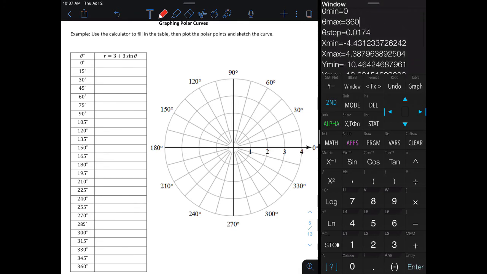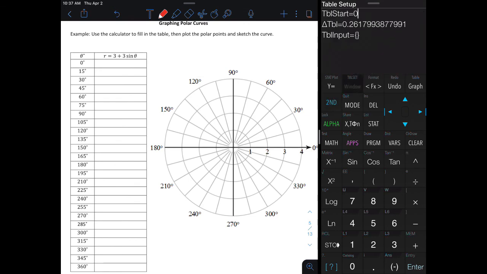Now I'm going to go to table settings so that I can fill in this table. I want my table to start at 0 like ours does. And our gap in our theta values here is 15 degrees, so my change in my table is going to be 15. And then we can go to table and copy all of these table values down. And then after we get the table filled in, we're going to graph them.